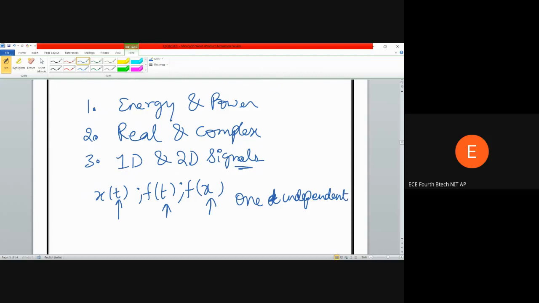And if you have a signal or function which depends upon two variables, like f of x comma y, here x is one independent variable and y is another independent variable. The function you have is called a 2D signal. I'll give you an example.